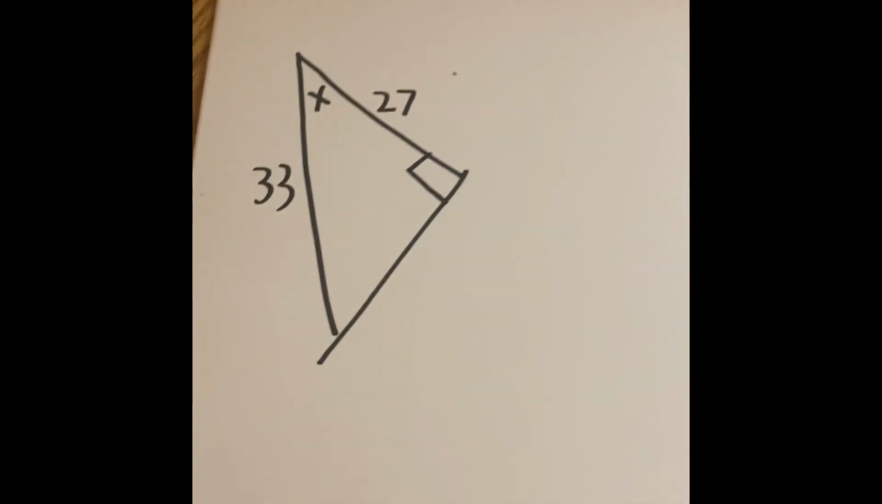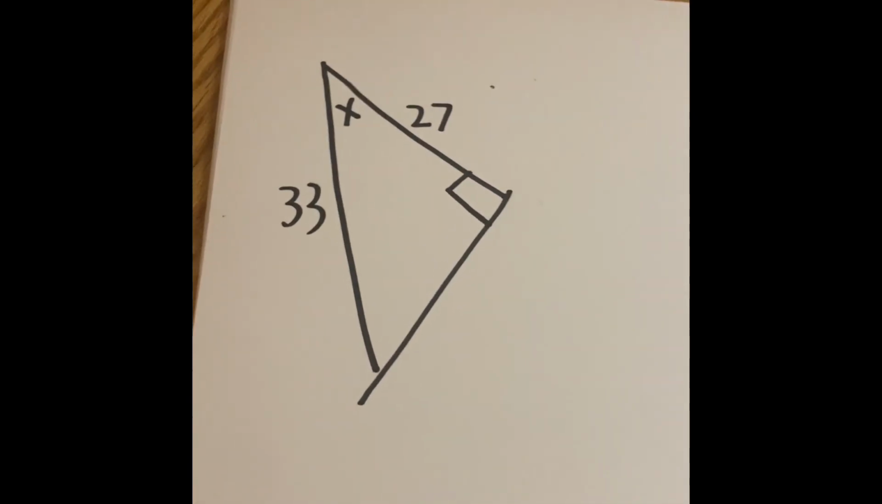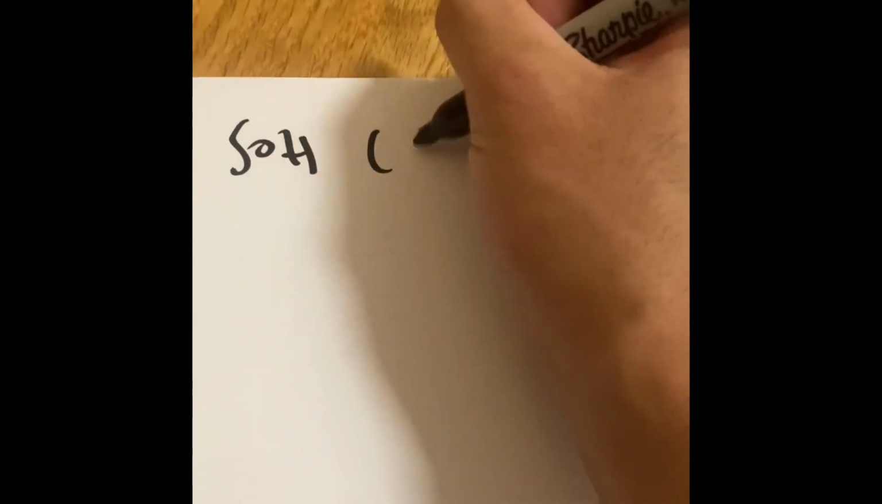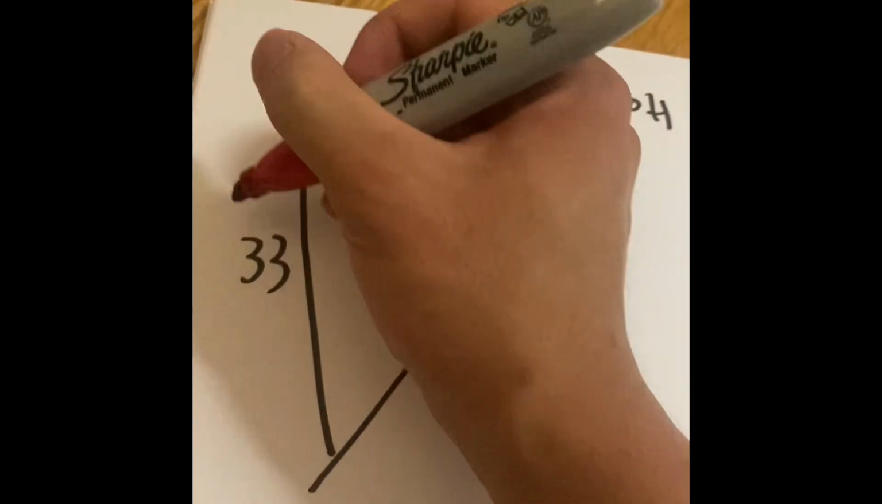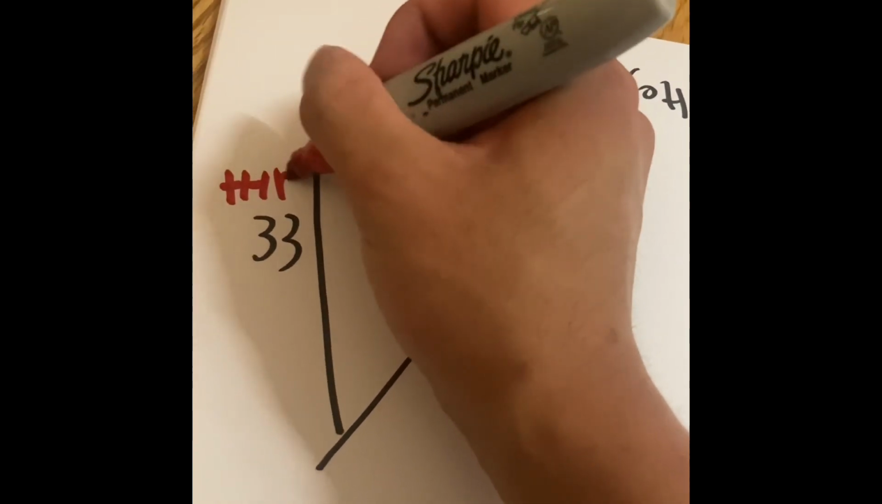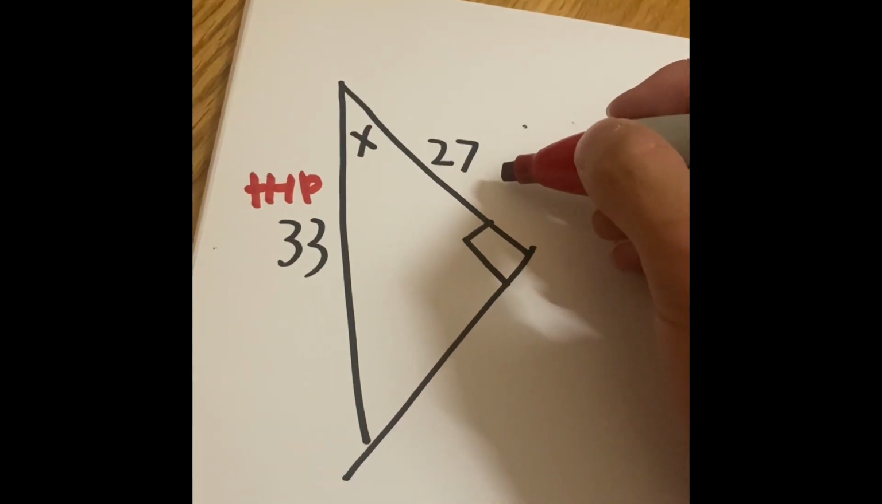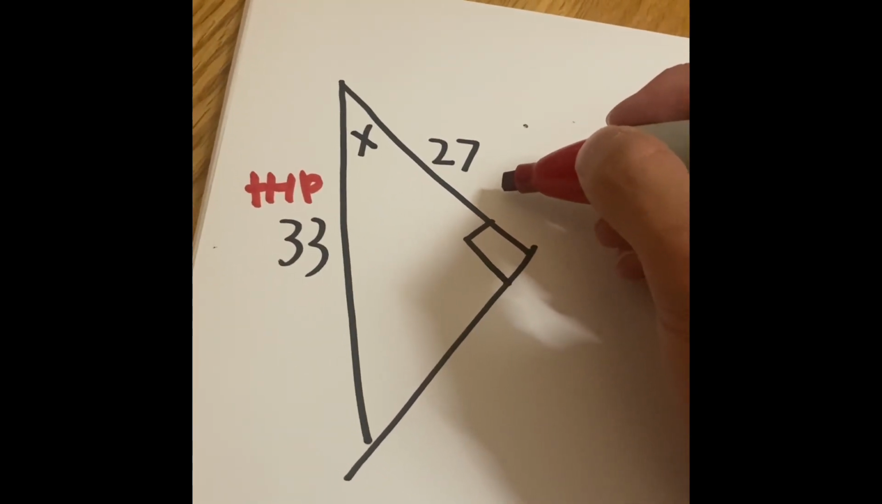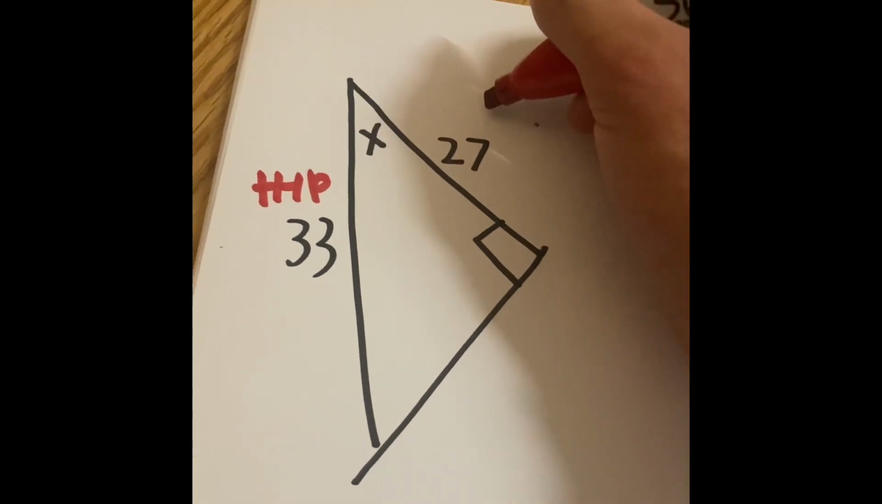Hey, looks like we have another problem to solve. Going back to SOH CAH TOA, what is it? If we go back to the triangle, we can label. This is going to be our hypotenuse. And right over here is going to represent our adjacent.